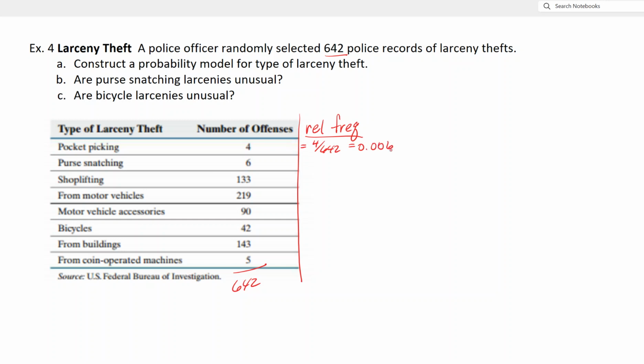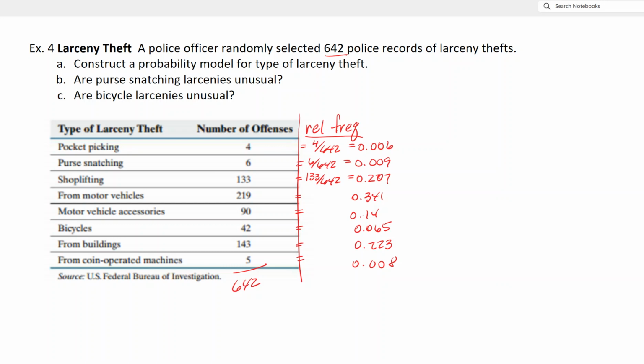So to calculate pocket picking relative frequency, we take 4 divided by 642, and we end up with 0.006. Purse snatching is similar. 6 divided by 642 is equal to 0.009. I'm going to complete the rest of the table for relative frequency. So here's the completed relative frequency. I just divided each of the categories by the total number, and I have my relative frequencies.